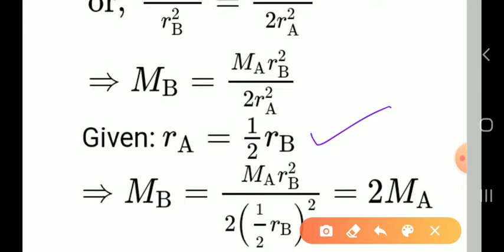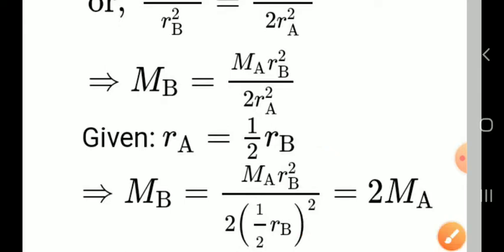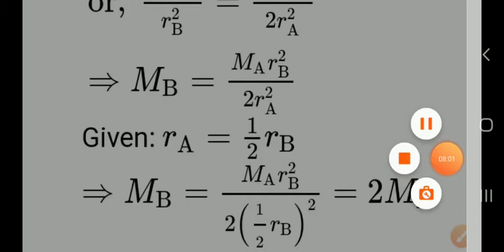Therefore we can say that MB is equal to 2MA. This is the answer. That means the mass of planet B is equal to twice the mass of planet A. This is the answer, children, for the second question.